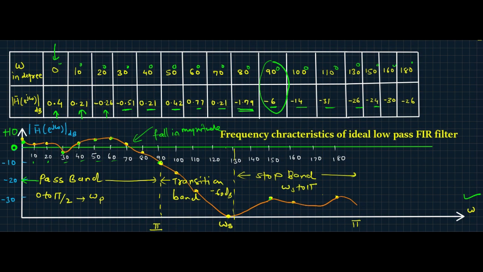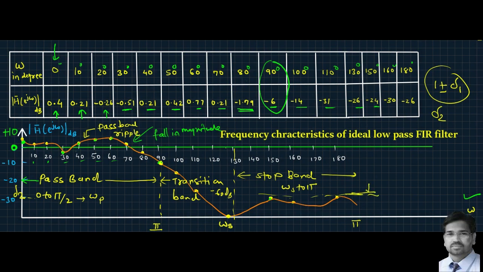And this variation is called pass band ripple. It is denoted by 1 plus minus dou 1. And this is called stop band ripple. It is denoted by dou 2. Dou 2 is the stop band ripple.